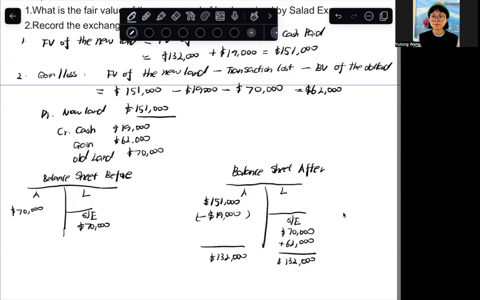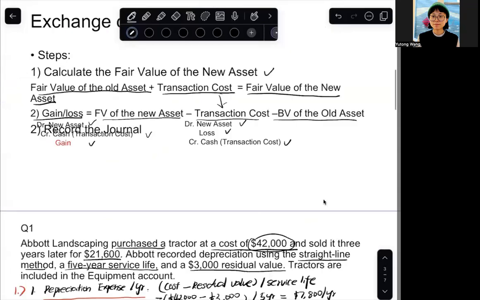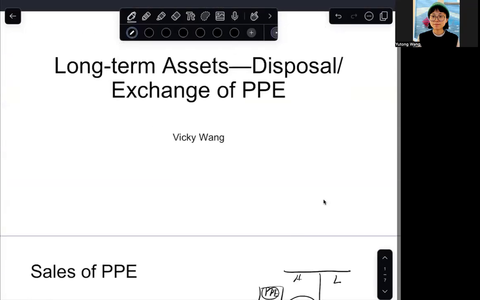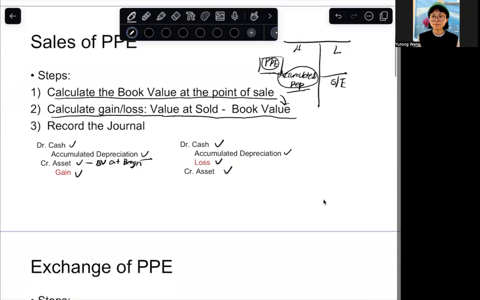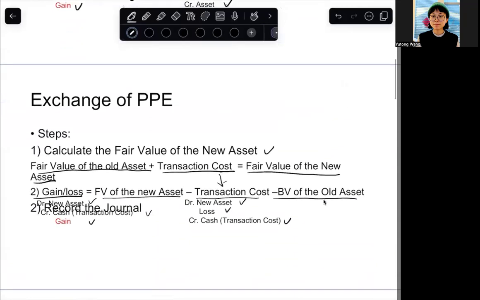That's all for today's class. Let's do a little review. So we have two pieces of information. The first is the sale of PPE. You calculate the book value at the point of the sale. You calculate the gain or loss. Then you do the journal entry. And for the exchange of PPE, you calculate the fair value of the new asset, which equal to the fair value of the old asset plus the transaction cost. And you calculate the gain and loss, which equal to the fair value of the new asset minus the transaction cost minus the book value of the old asset. And then you can do the journal.